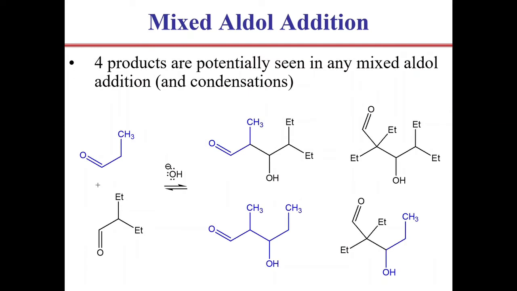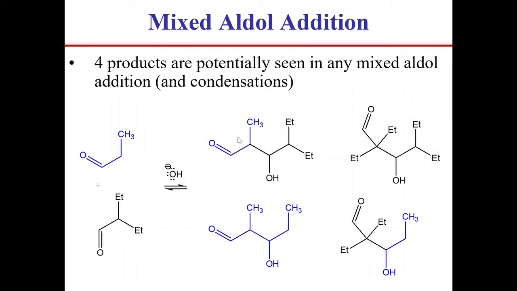So then what happens if we put 2 different aldehydes together? This is referred to as a mixed aldol addition reaction. So this is propanal, and this is a 2-ethyl butanal. We're going to react those 2 with each other to produce 4 different potential aldol addition products.